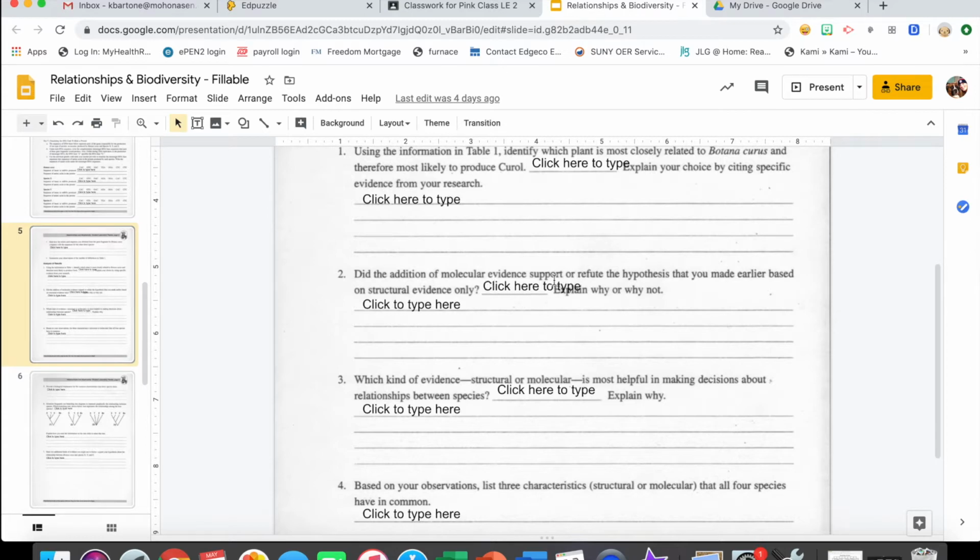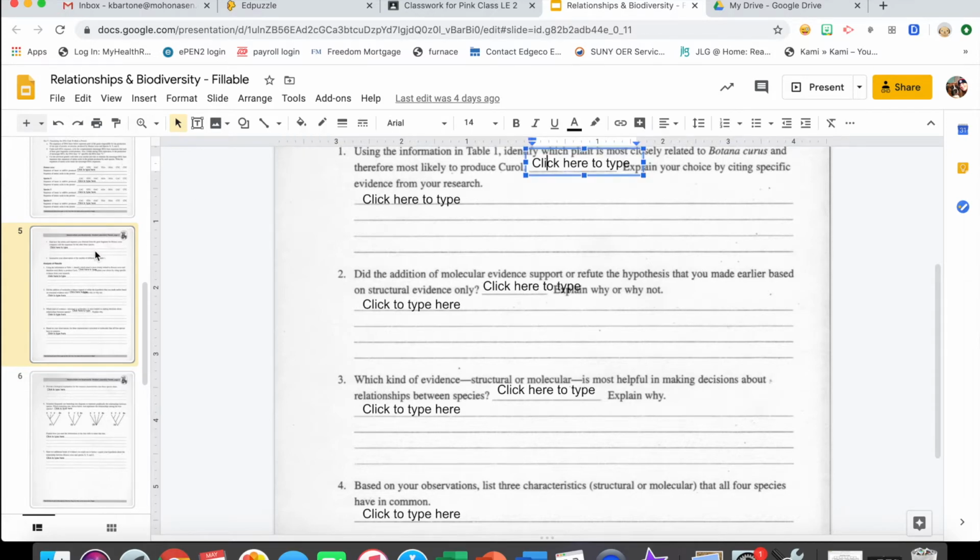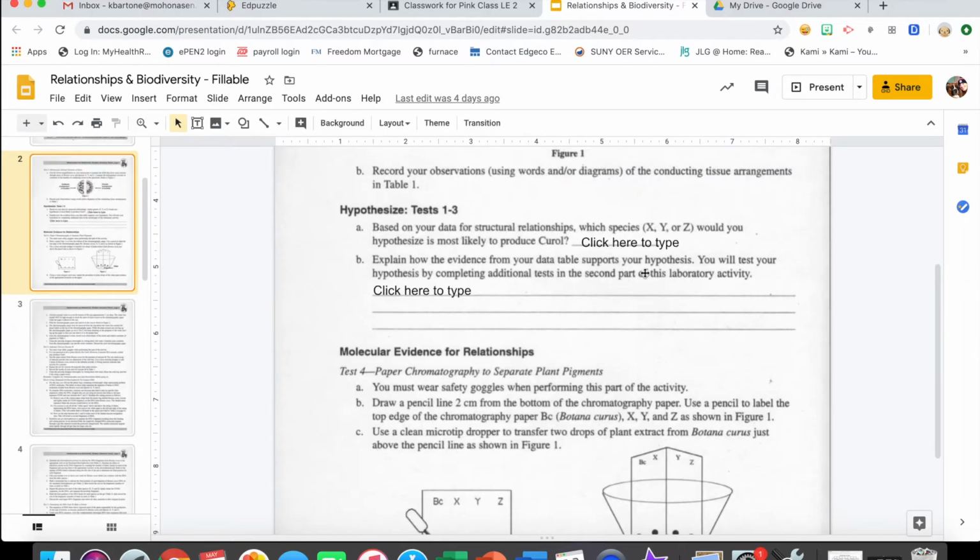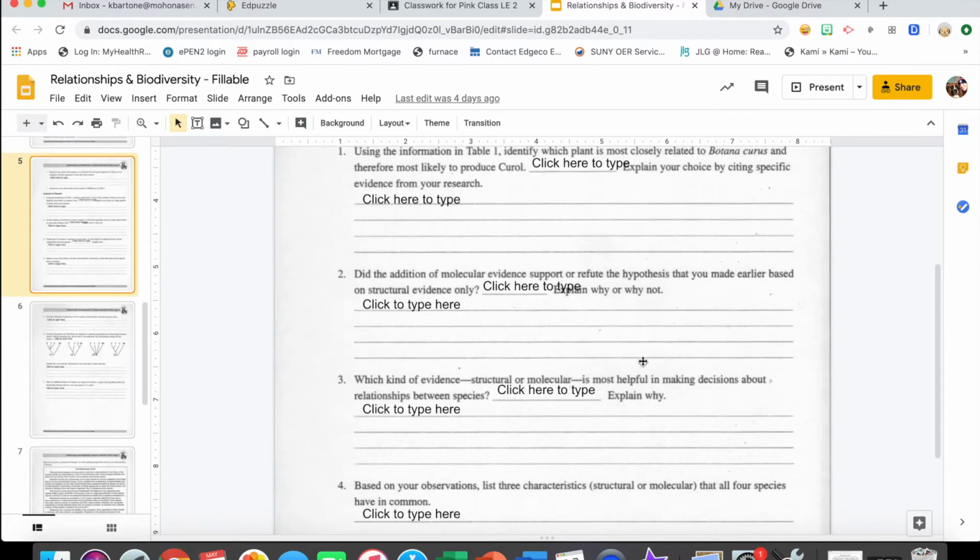So either here you're going to write supported or refuted. If you think it was still what you originally thought, then you're going to put supported. If you now think it's something different, so if what you wrote here for number 1 is different from what you wrote up here for page 2, then you're going to write refuted. Okay, and again, explain why or why not.